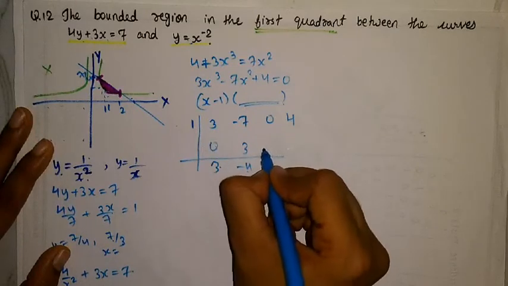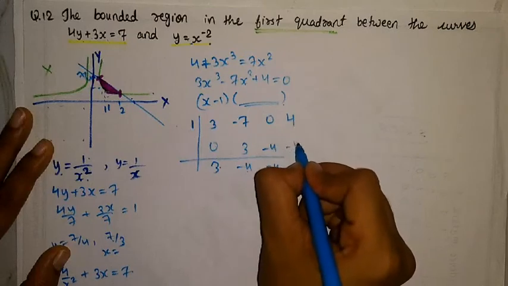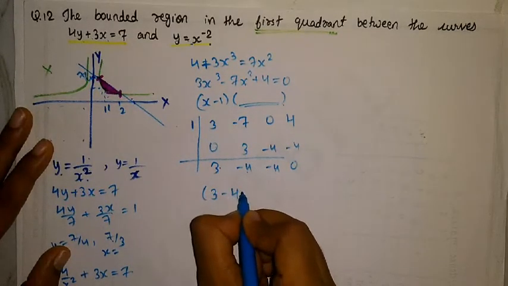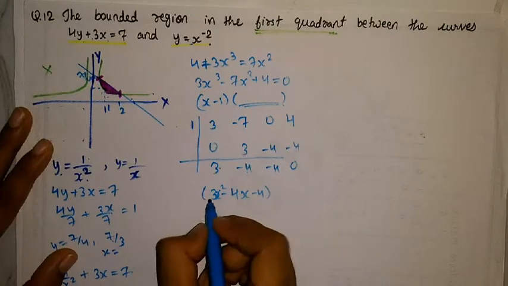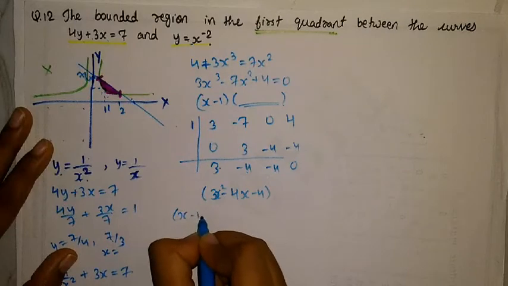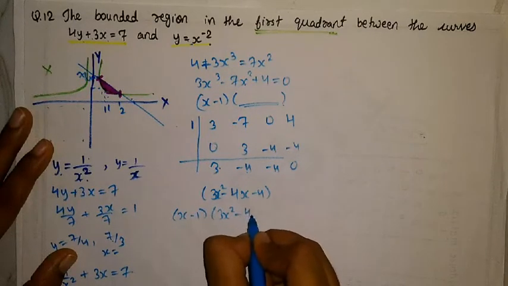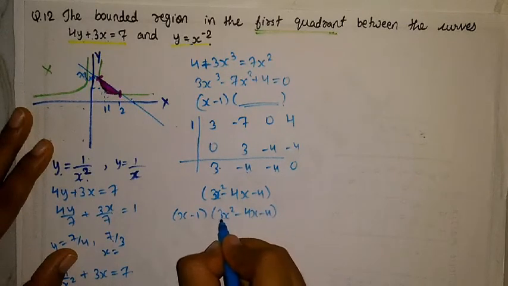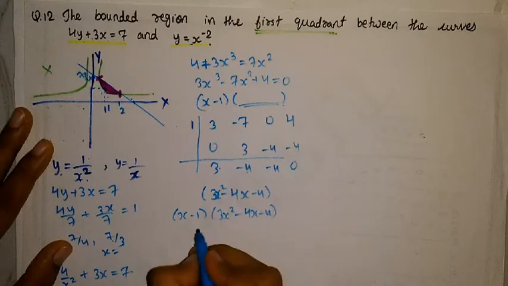1 into minus 4 plus 0 minus 4. Minus 4 into 1, you get minus 4, 0. So the other root is 3x square minus 4x minus 4. So our root is x minus 1, 3x square minus 4x minus 4. Again, solving this equation we get 4 into 3, so its roots are 6 into 2.